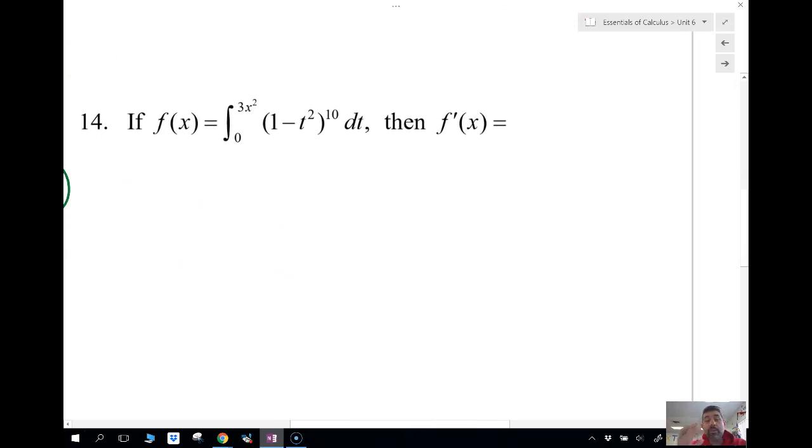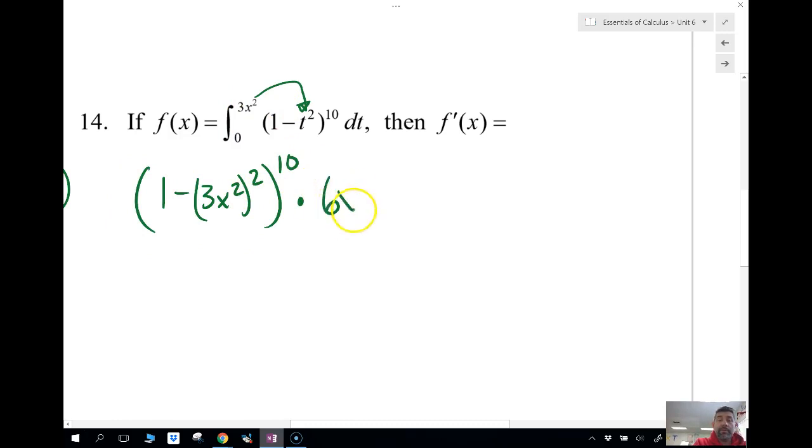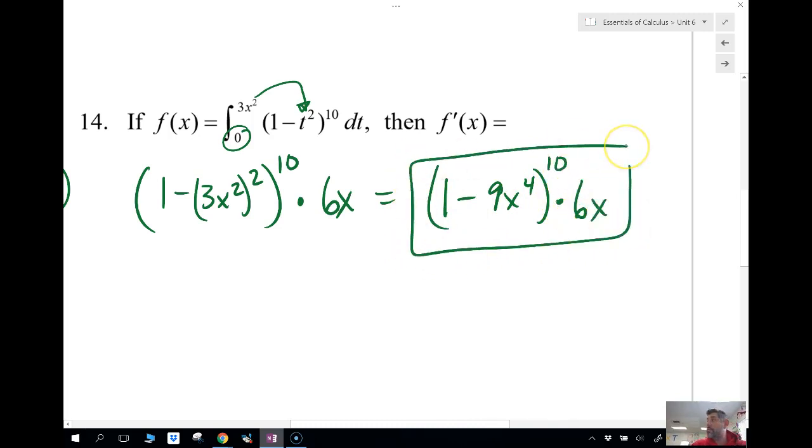Put some hooks. Now this one just looks different because instead of saying d dx, I'm saying that f is equal to this integral function and find the derivative. But basically, we're doing the exact same thing. It's just worded a different way. So we're going to plug in 3x squared and multiply it by the derivative, which is 6x. And we have a 0 here, so that's just going to give me 0. So this is just going to be our answer here. Let's go ahead and simplify that a little bit: 9x to the 4th raised to the 10th times 6x. And that's all there is to that one, guys.